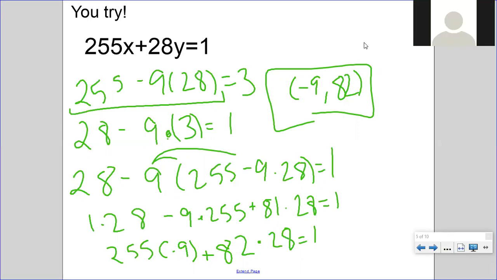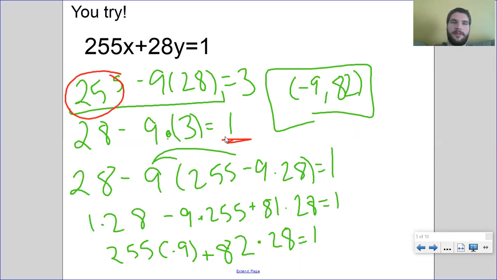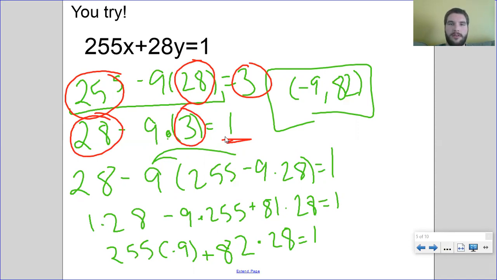Yep. So once I get 1, right, then we essentially break it down to what we had, right? So we say, okay, well, the only things I really care about are 255, 28, and 3. So I got 28 and 3. And so now I had to break down 3 in terms of 28 and 255. So I replaced the 3 with 255 minus 9 times 28. And then I distribute that -9 out front.